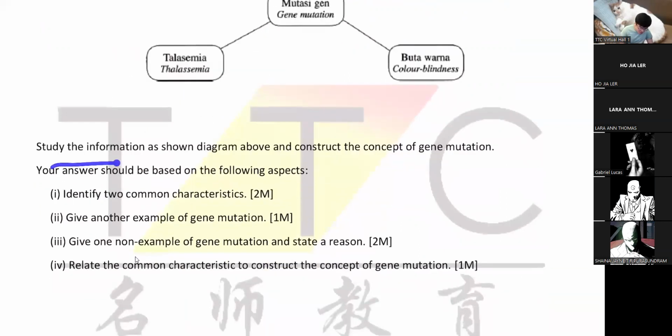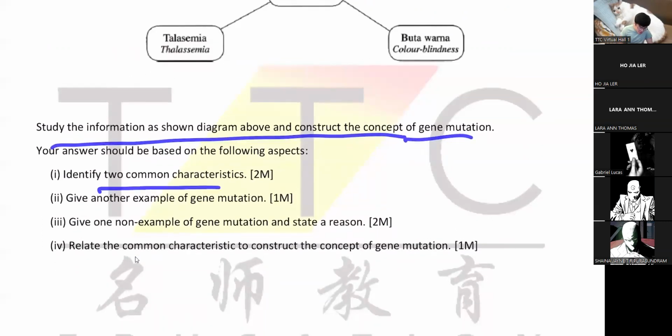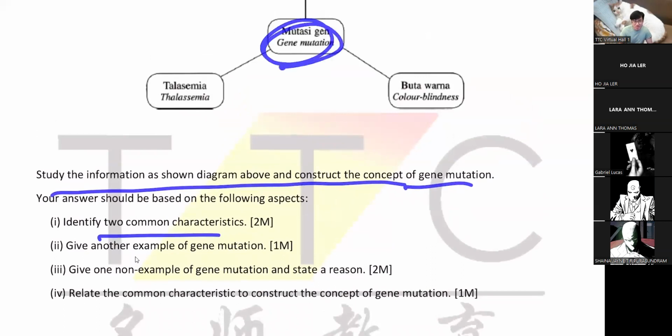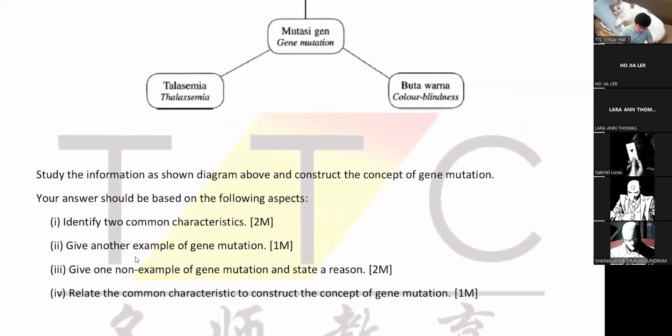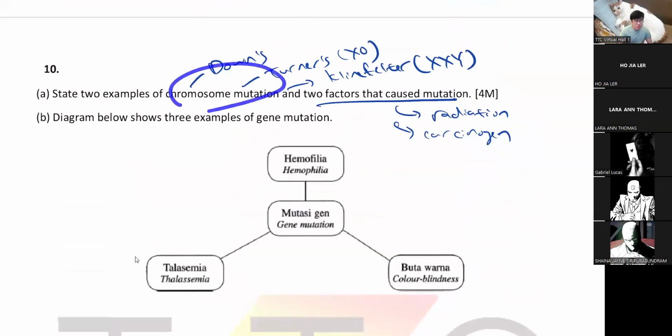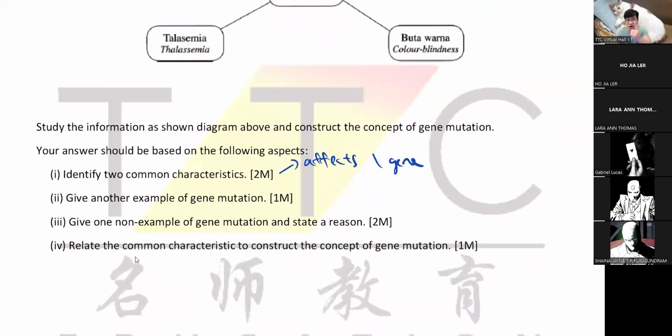So study the information as shown and construct the concept of gene mutation. So 2 common characteristics. What is the characteristic of gene mutation? Okay, so it affects 1 gene. Mempengaruhi 1 gene. That means chromosome mutation is 1 whole chromosome going wrong. That means a few thousand genes wrong. So that's why it's very serious. Gene mutation, there's only 1 gene going wrong.